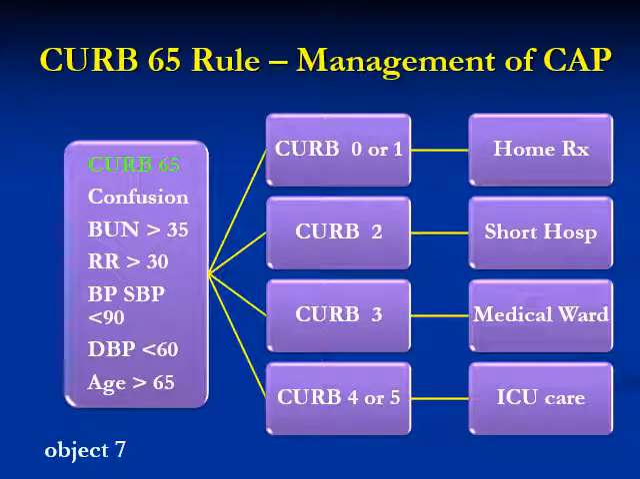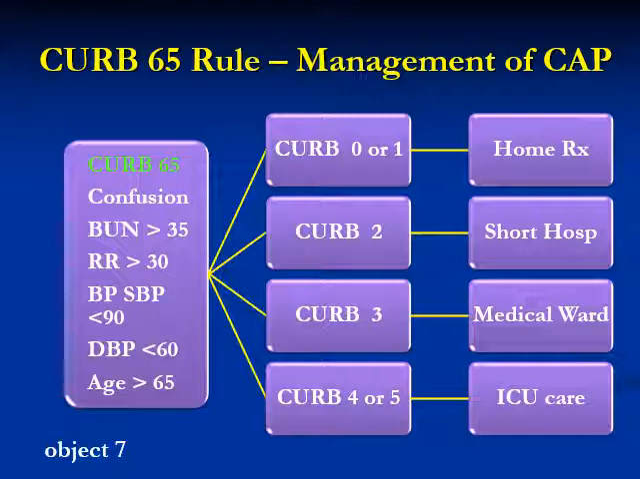Here is the CURB-65, simplified in a diagram. Confusion, blood urea nitrogen more than 35, respiratory rate more than 30, blood pressure less than 90/60, and age more than 65 years. The score goes from 0 to 5.